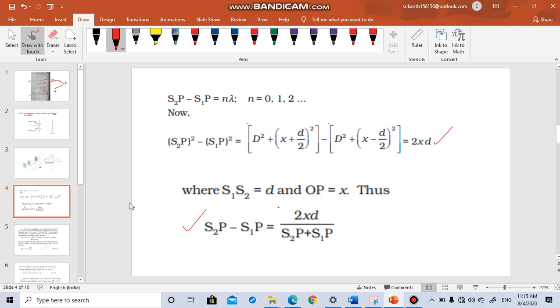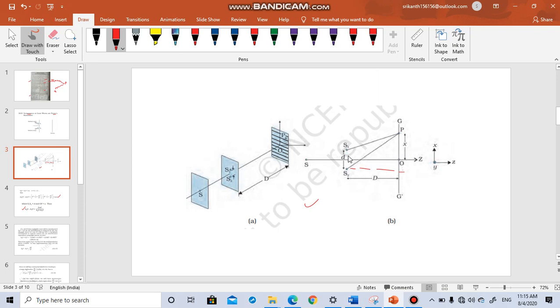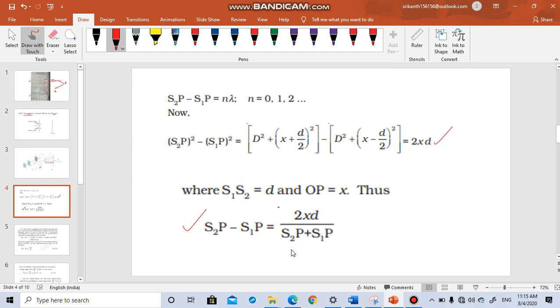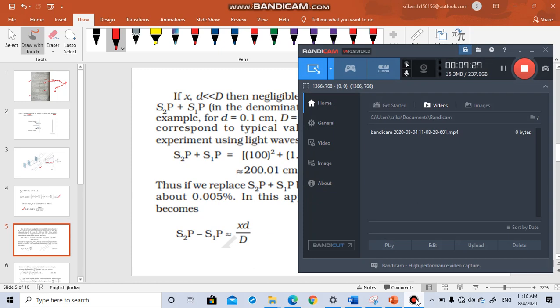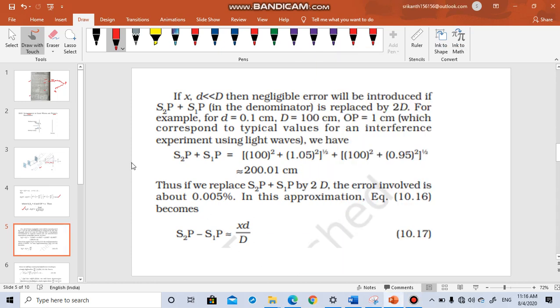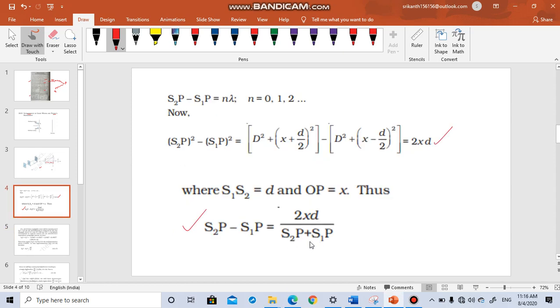Now here S1S2 is given as d and OP is x. So you are getting from this expression S2P minus S1P is equal to 2xd divided by S2P plus S1P, using a square minus b square. We are using that expression. So we have to find out now this denominator value.